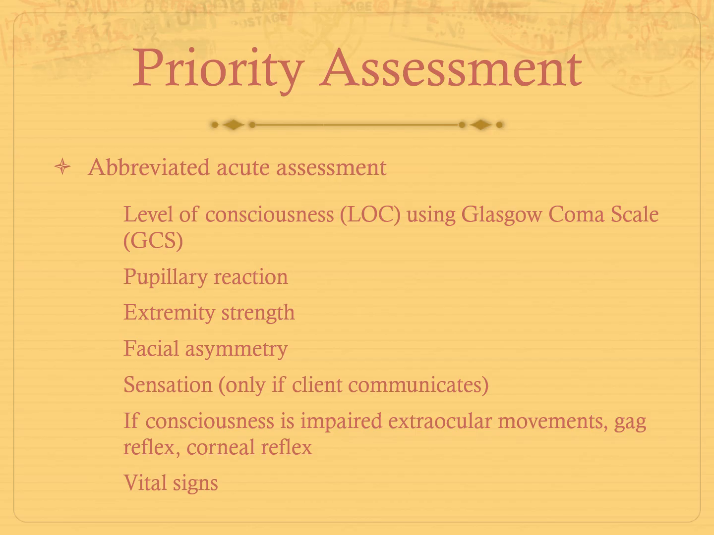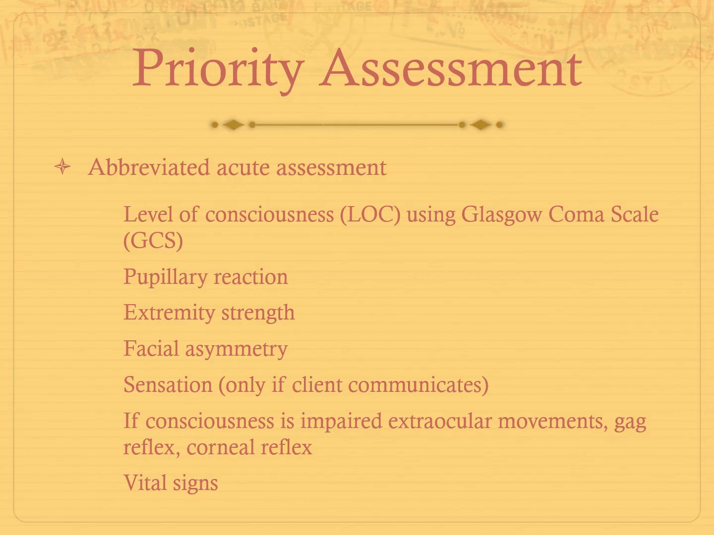So take a look at the Glasgow Coma Scale for what it measures and how many points are allocated for each. And then we assess pupils. So remember the acronym PERLA: pupils equal, round, reactive to light, and accommodation. And we're assessing the size, equality, shape, and direct light response. Any concerning findings would be fixed pupils, sluggish response, unequal pupils, dilated or pinpoint.